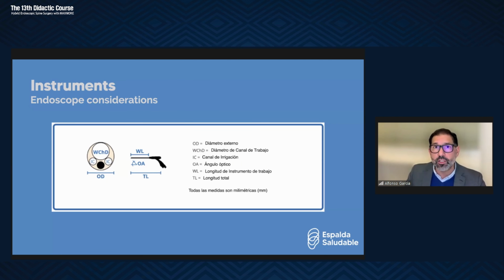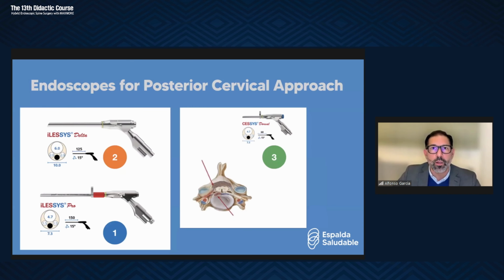So for instruments, there are many scopes that can accomplish this task. You need to know what kind of scope will better perform for this approach. So depending on the scope you're using, it is always key to know what is the angle of your lens, what is the working length, what is the diameter of your working channel, and what type of instruments will better perform with the scopes you're going to use.